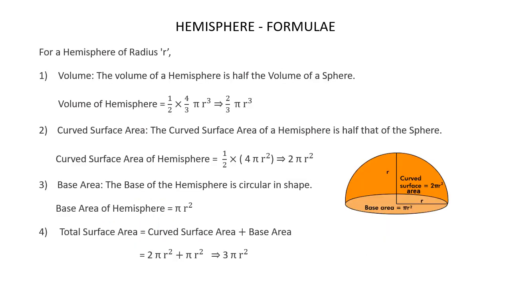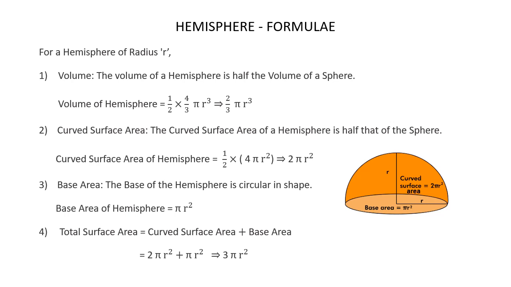Let's now look at a few formulae of hemisphere. Consider a hemisphere of radius r. Let's now look at the formula for the volume of a hemisphere. Now the volume of a hemisphere is half the volume of a sphere. Now we know that the volume of a sphere is 4 by 3 pi r cubed. So the volume of a hemisphere would be half of 4 by 3 pi r cubed, which is nothing but 2 by 3 pi r cubed. So the volume of a hemisphere is 2 by 3 pi r cubed.